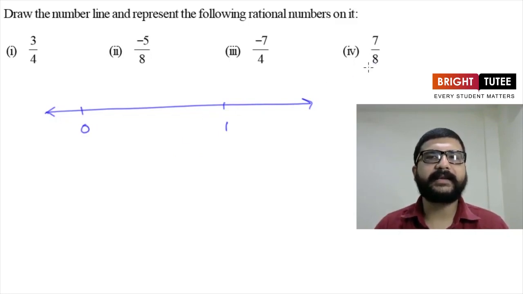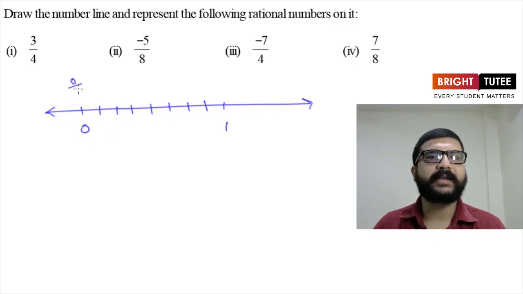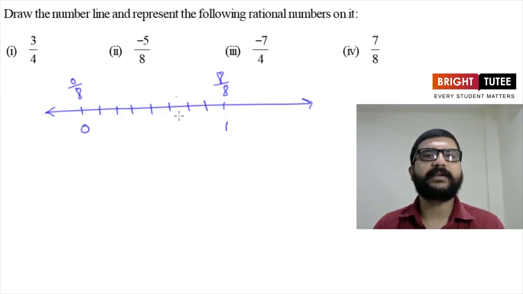Now here the denominator is 8, so we have to divide this region into 8 equal parts using 7 markers. So it will be like this: 1, 2, 3, 4, 5, 6, 7. Now these 7 markers are dividing this region between 0 and 1 into 8 equal parts. Now we can write 0 as 0 upon 8 and 1 as 8 upon 8. Now what do you think, where will be 7 upon 8?